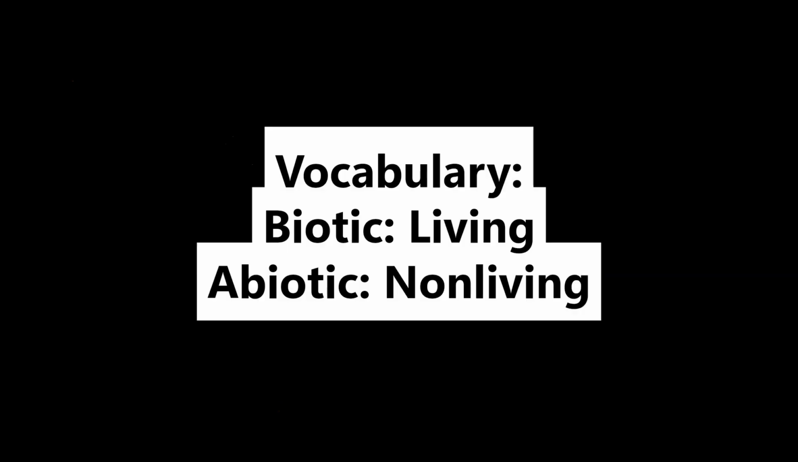And here's a quick vocabulary review. These are some words you might encounter in discussions about ecology. Biotic means living things, like plants, animals, or fungi. And abiotic means non-living things, like sunlight, water, and soil. Both are important and shape every ecosystem.